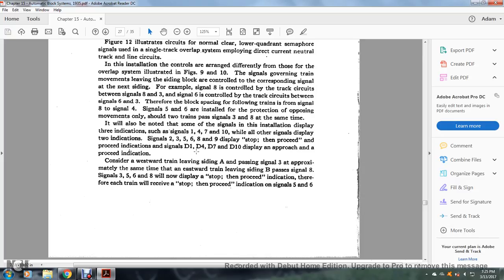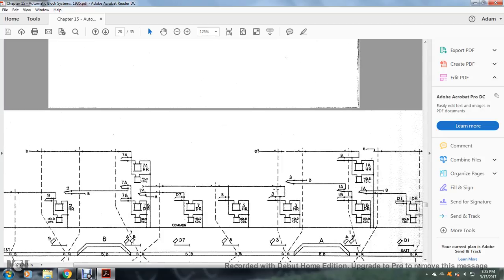Considering a westward train leaving siding A, passing signal 3 at approximately the same time as the eastward train leaving siding B, passing signal 8, signals 3, 5, 6, and 8 will now display the stop then proceed indication. Therefore, each train will receive the stop then proceed indications of signals 5 and 6.